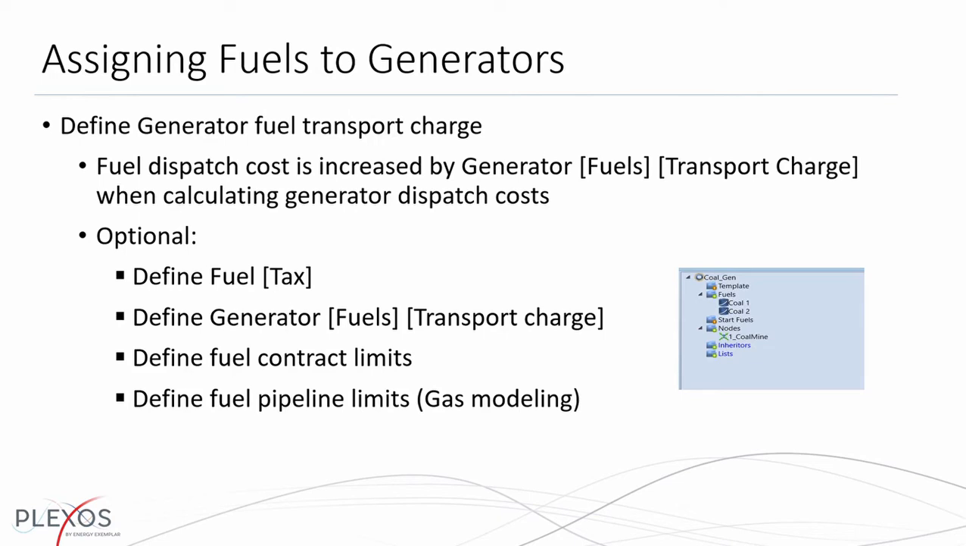A value for the generator.fuel transport charge property can be input if a cost is associated with transporting the fuel from its source to the location where it is used. This is an optional property and can be used in combination with some other properties such as tax, contract limits, or pipeline limits. Pipeline limits are relevant if using the gas module in PLEXOS.